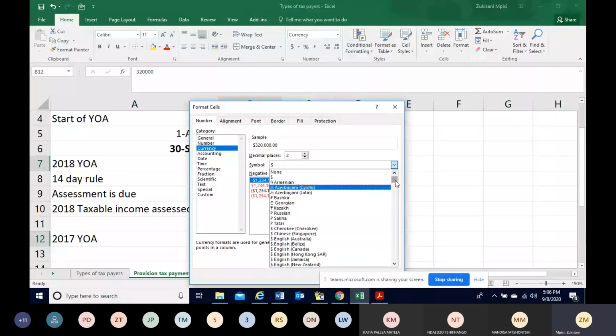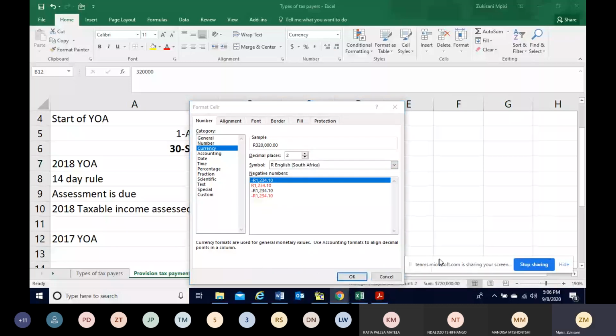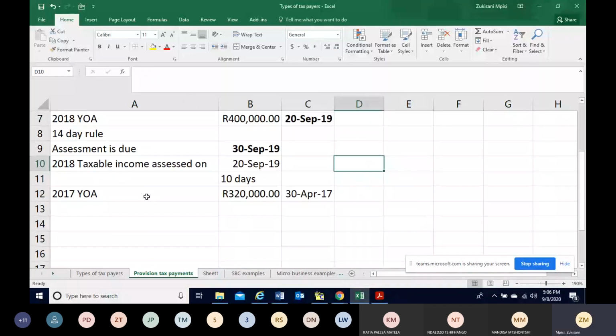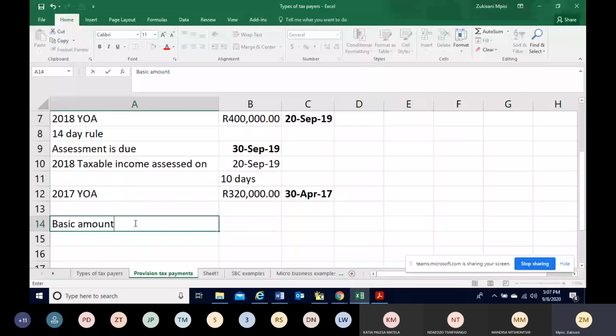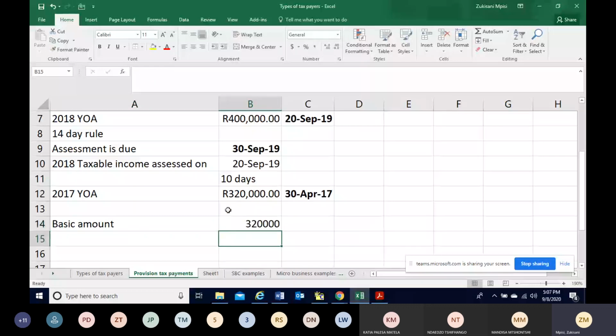I just need to fix the currency. So you are told that the 2017 year of assessment was assessed on the 30th of April 2017. Now one can already see that between the 30th of September and the 30th of April 2017, it's more than 14 days. So which means we are now able to take 320,000 as the basic amount.